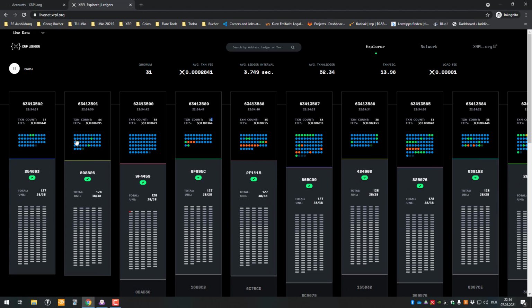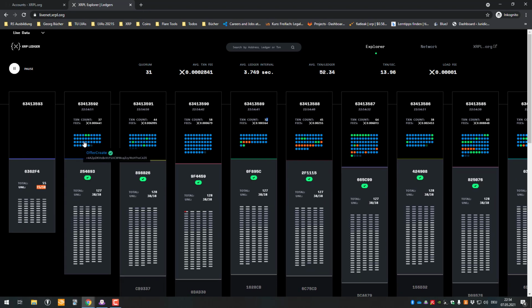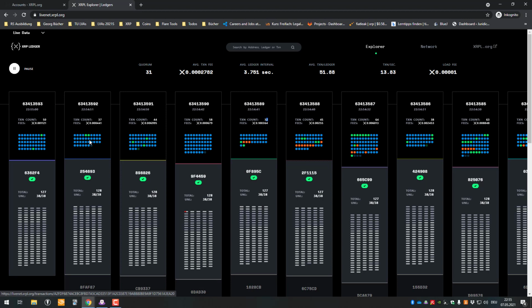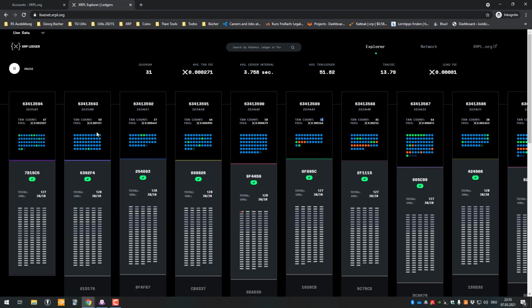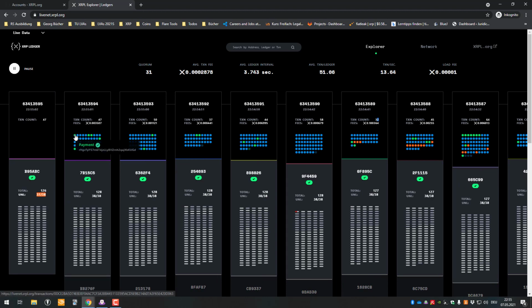As you can see here, there are different colors. We can see offer creates. This is part of the decentralized exchange, also living on the XRP Ledger. But the green ones are payments.